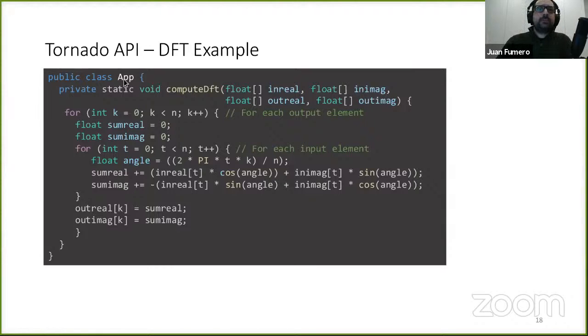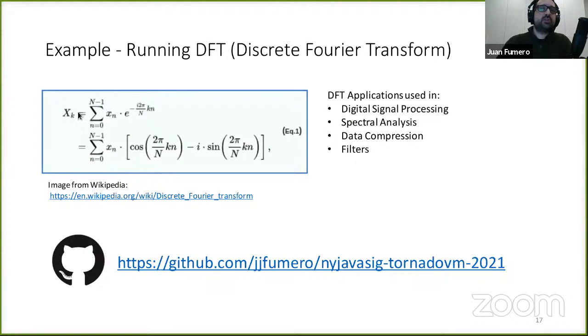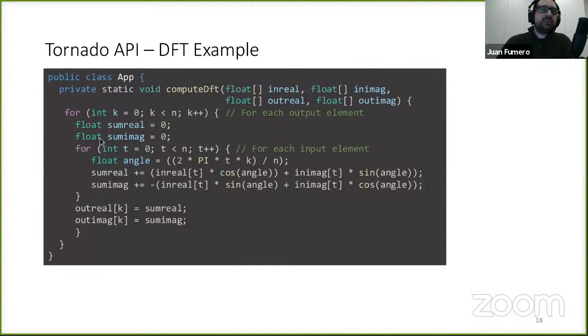So we have a class called App, and we have a method called compute_dft. We pass the normal parameters for this method, and then we have two for loops that correspond to this formula. So for each item from the input, we compute the sum. And in the inner loop, the sum is the input times the cosine of an angle and the input times the sine of an angle. But it doesn't matter too much. It's just to show you a quick example, right?